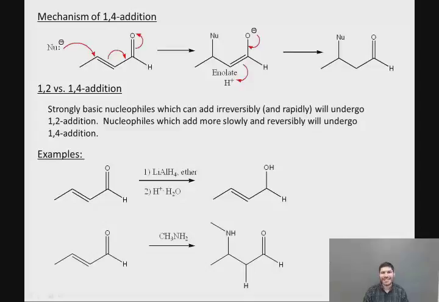On the other hand, if we use methylamine as the nucleophile, this is now a much, much weaker base. The pKa of its conjugate acid is about 10, instead of the pKa of its conjugate acid being 35 in the case of hydride. This is now going to undergo 1,4 addition, so we maintain the aldehyde functional group and the methylamino fragment ends up bound to the beta carbon.